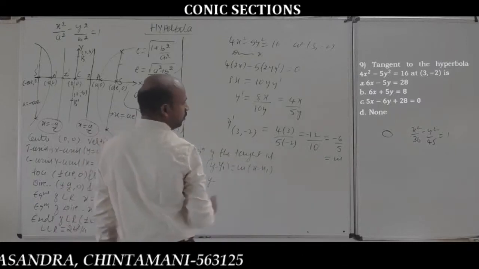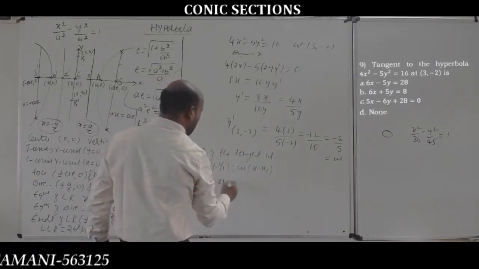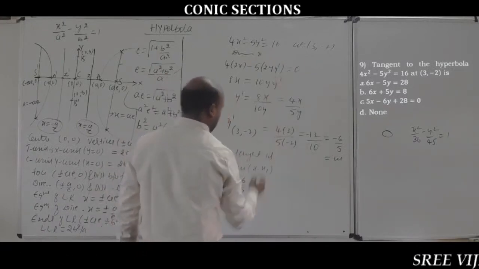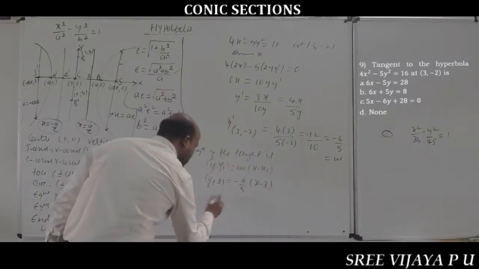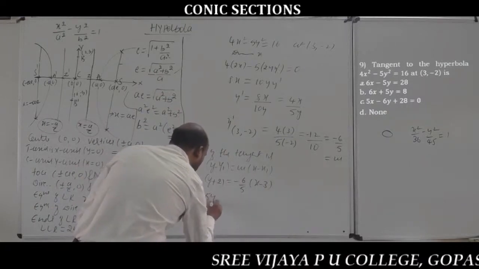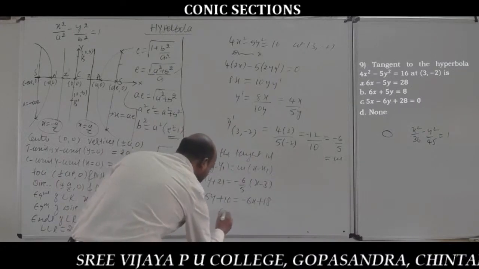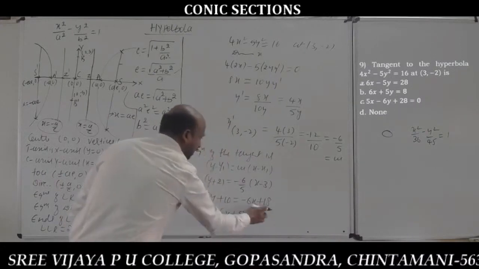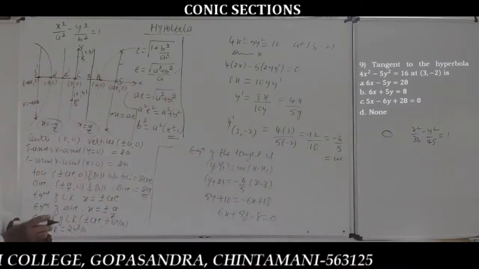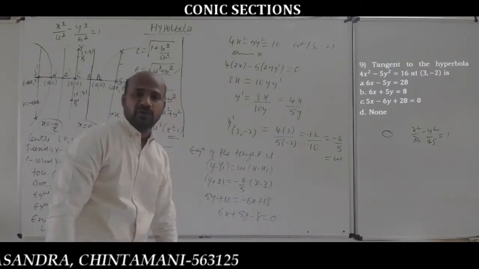So y minus y1 is y minus of minus 2, that is y plus 2. The value of m is minus 6 by 5 into x minus x1. The value of x1 is 3. Multiplying by 5, 5y plus 10 equals minus 6x plus 18. So 6x plus 5y, 10 minus 18, minus 8 is equal to 0. 6x plus 5y minus 8 is equal to 0, or 6x plus 5y is equal to 8.